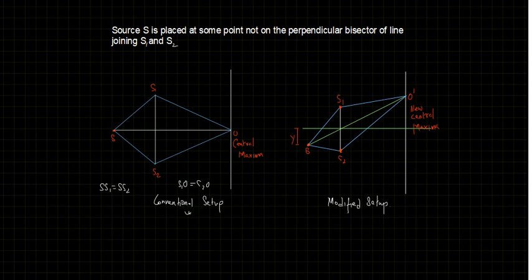Now what if, instead of keeping S on the perpendicular bisector, we move it up or down? Let me show it here. Let me say I bring the source S down by a distance y. So what will happen to the new central maxima? What will happen to the interference pattern on the screen?